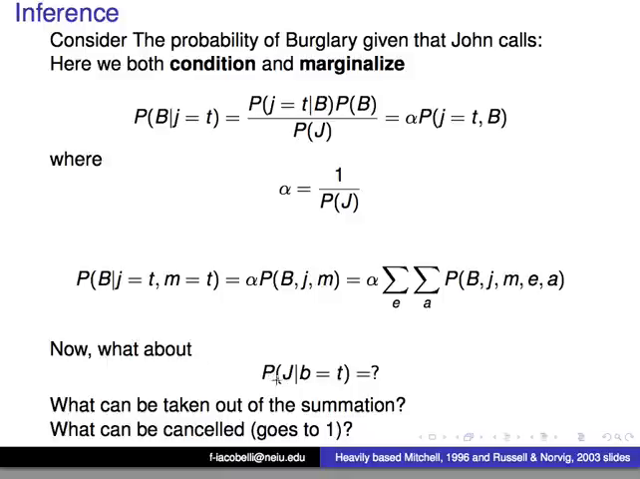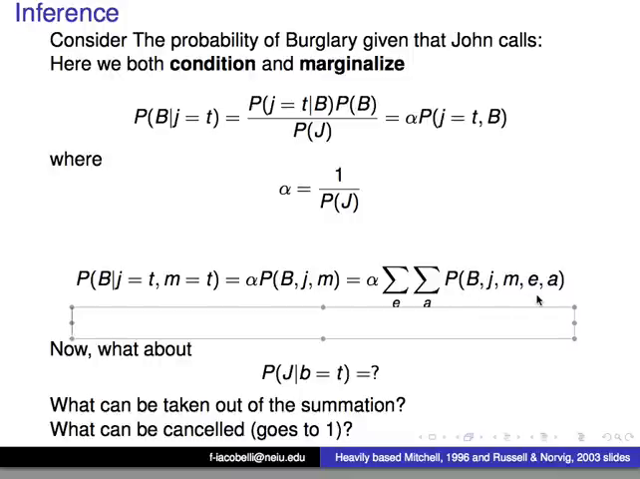Now, what about the probability that John calls given the burglary is true? Well, that is just a conditional probability. Again, we will use this sort of conversion for the probability that John called. There are smart ways of getting these probabilities, so let me just write this up here. This summation here will have this probability.